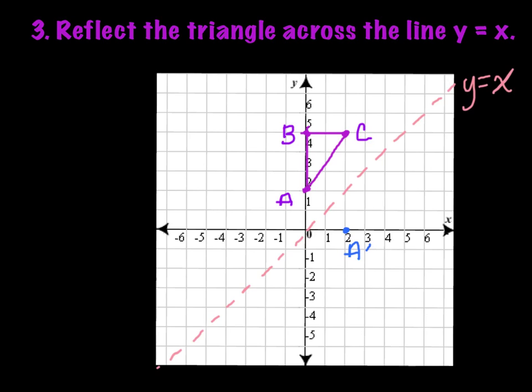Now B needs to be the same distance away from the reflection line. So it's easier to look at this and then count this way. So it's at 1, 2, 3, 4, 5. So we would count over 5. It's going to be right there. So B prime is right here. And then if you look at C, you can see where it's at. You know it's got to be somewhere around here, but you know it's in line with B. So you can probably tell where it's going to be. It's going to be right here. C prime.